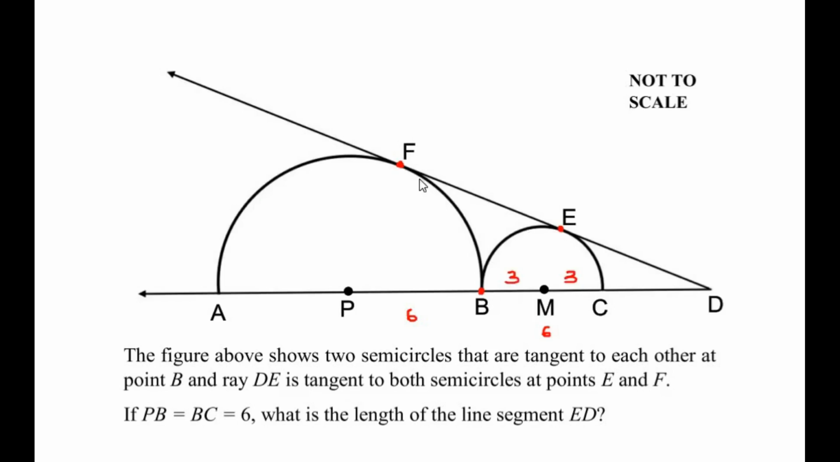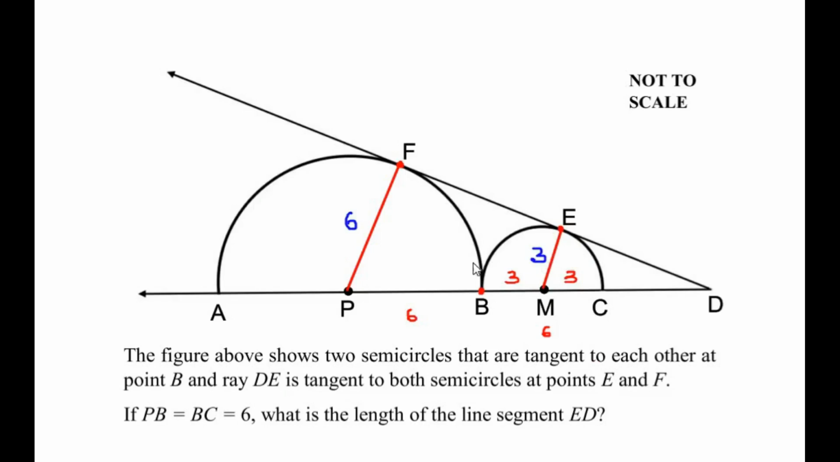Next, let us concentrate on these 2 points, F and E. If we connect the center of the circle to this point F, then PF becomes also the radius of the given semicircle. Since here PB is given as 6, PF also becomes 6. Similarly, we can connect the point M, that is center of the circle, to point E over here. And ME also becomes the radius. And the radius of the small semicircle is 3 as we see here. So ME also becomes 3 units.